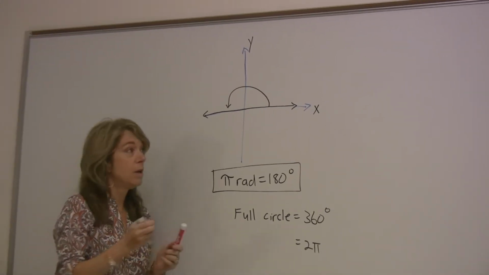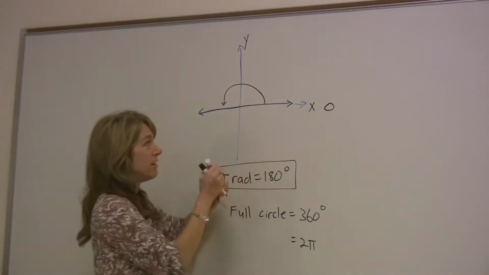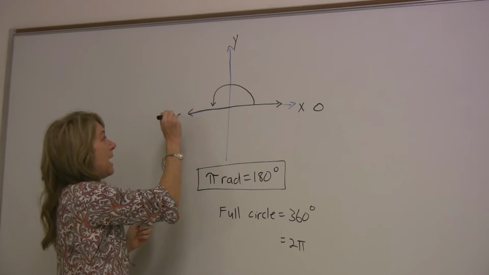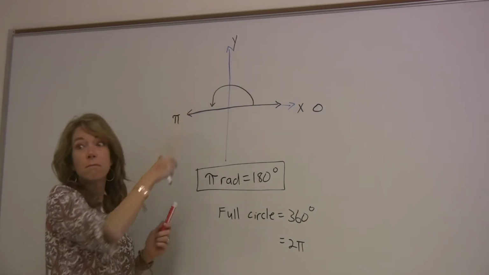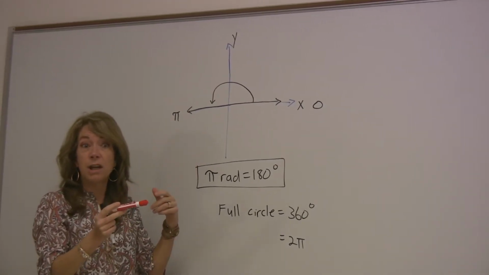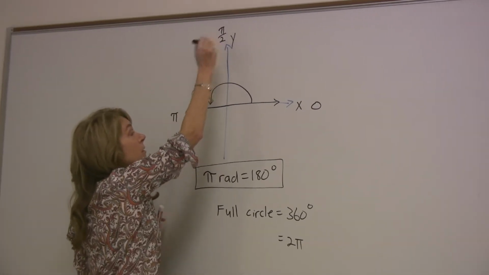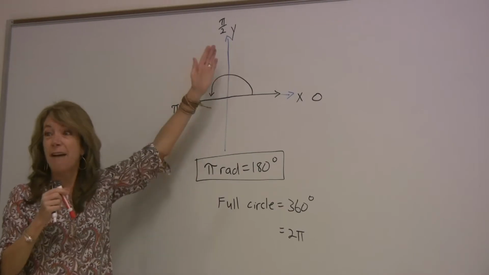So far so good. This angle right here where we start is 0, because if you start there, you haven't gone anywhere yet. 0, over here is pi. What's up here? 90 degrees if you're in degrees. In radians, it would be pi over 2. If you think about it, if this is pi, that's halfway.